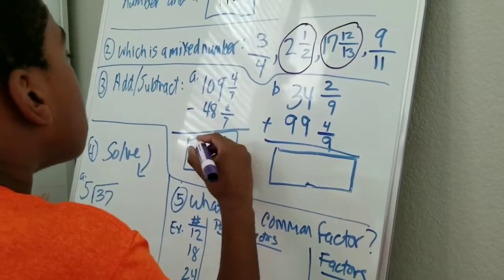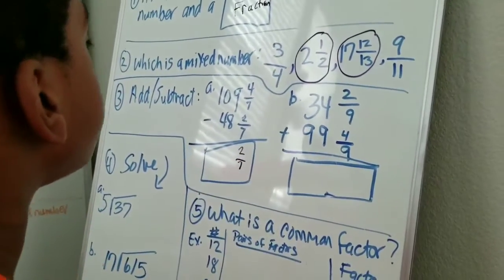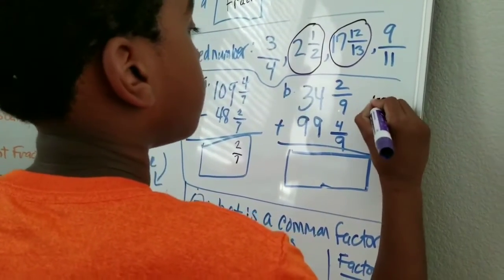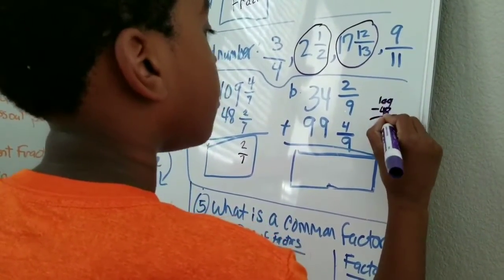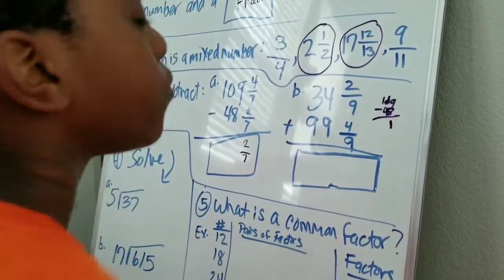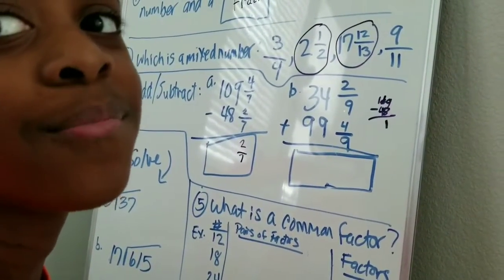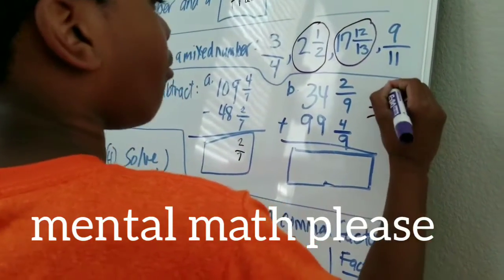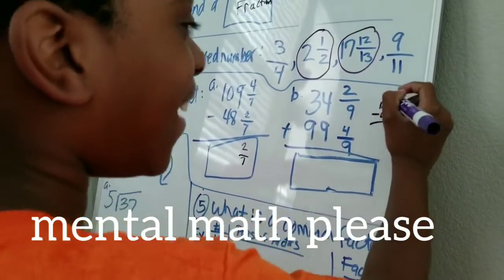And then you're gonna subtract what? 109 minus 48. So what are those called? Whole numbers. It's just gonna be easy. You should be able to do mental math on that. I just don't want to get it wrong. Well, you should trust your mental mathness.